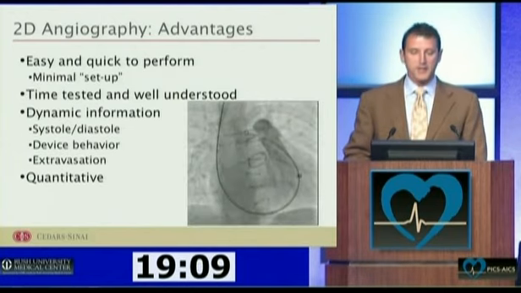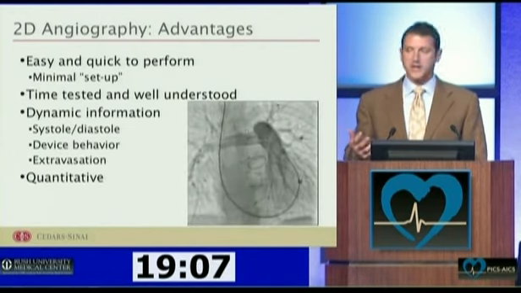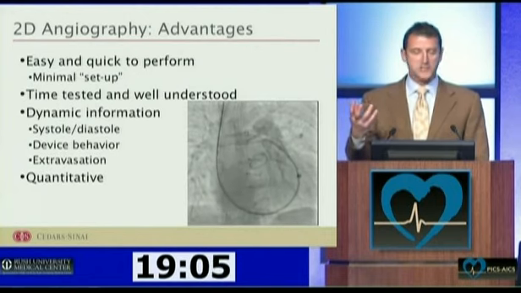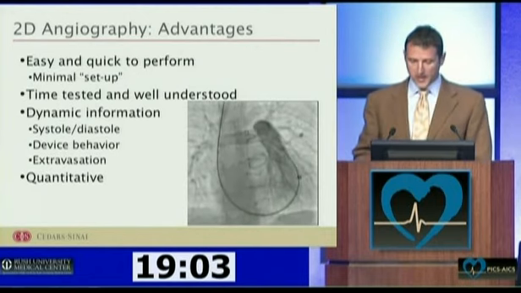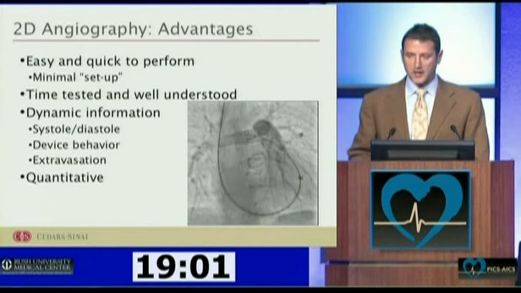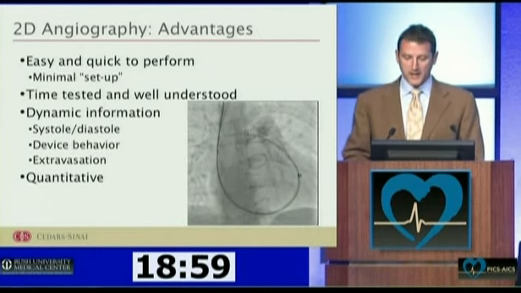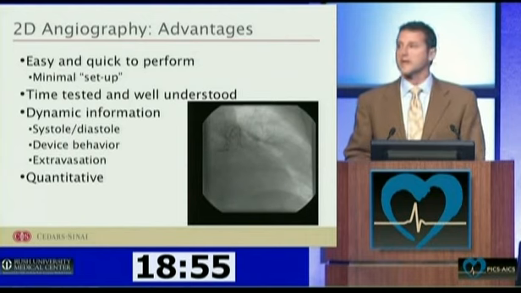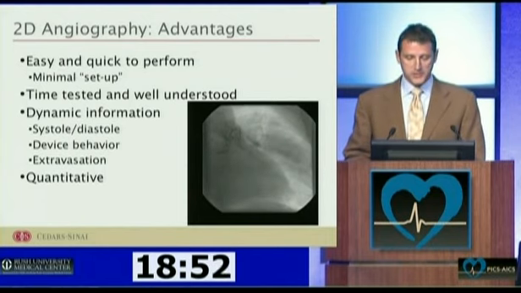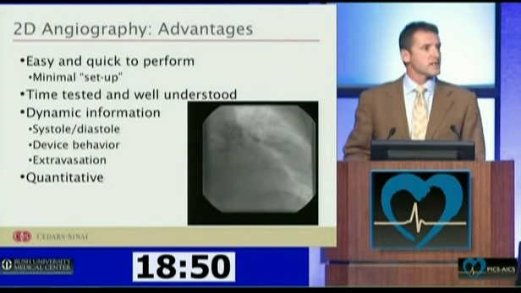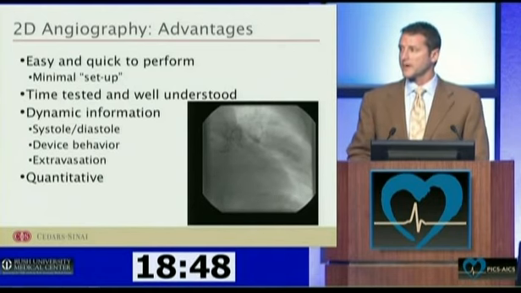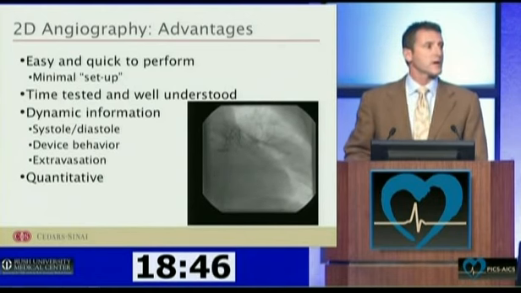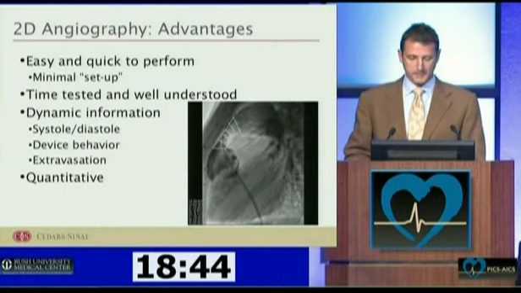It gives us dynamic information. Dynamic information allows us to look at systole and diastole. It allows us to look at how our devices interact with each other in real time, much like Dr. Carroll was just showing so nicely with echo. It allows us to look at important events like extravasation, which you would not see particularly well on static images. And there have been methods devised, albeit imperfect, to quantify from two-dimensional angiography that are time-tested and well accepted.